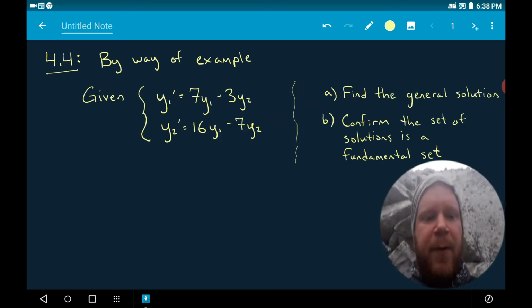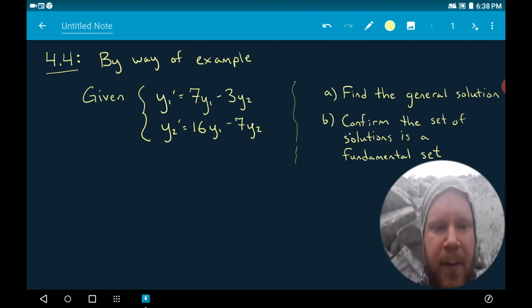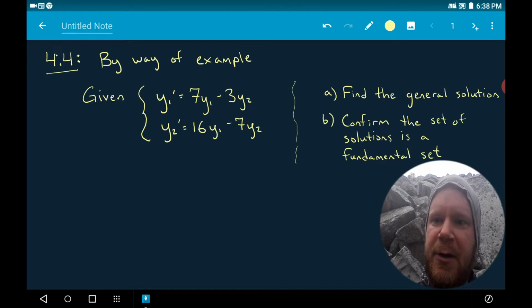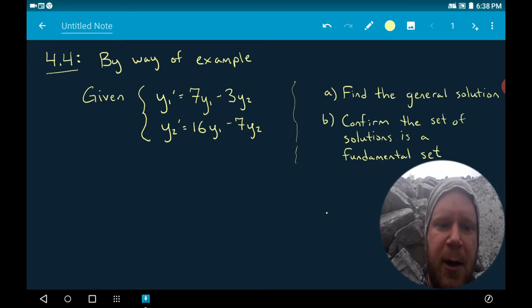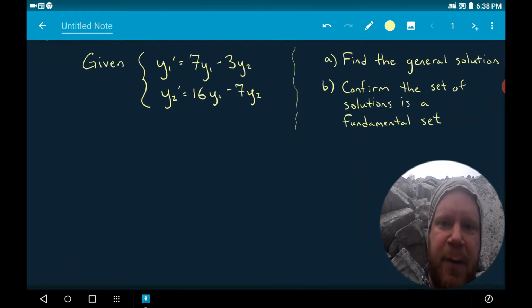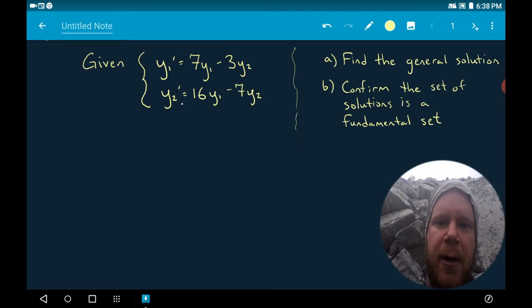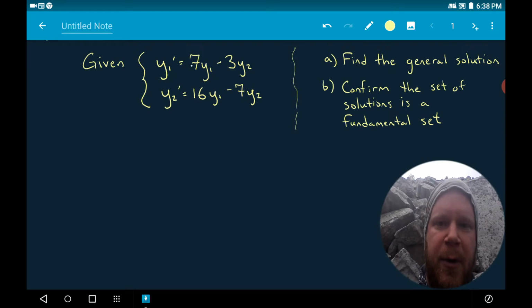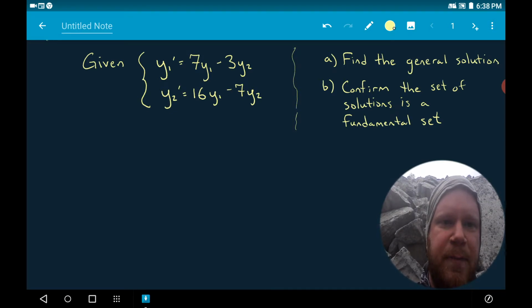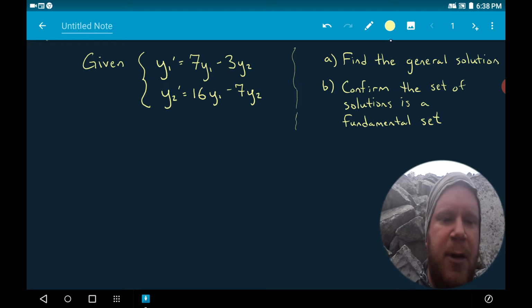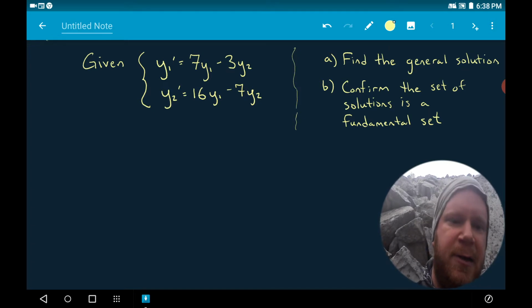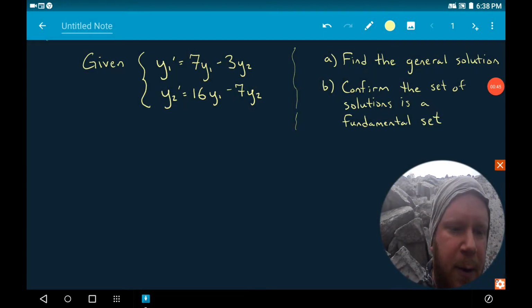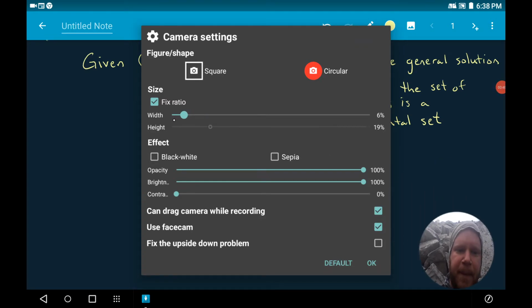So before I get any further up, I'm going to make a video about section 4.4, which is something we've already touched on, but it's finding the general solution of systems of differential equations when we have two real eigenvalues. So I'm going to take you through the whole process. You can think of this as being an example of what we did in the last section.